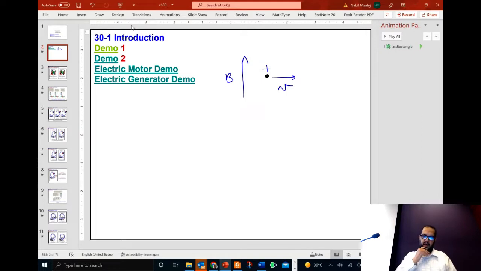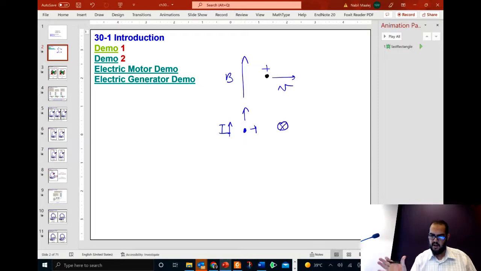Then we determined in the previous chapter that when an electric charge moves, a positive charge moves, it's a current, so we can say this is a current I. It generates a magnetic field, and the magnetic field makes a circle around it. So if the current is like this, there will be an induced magnetic field.